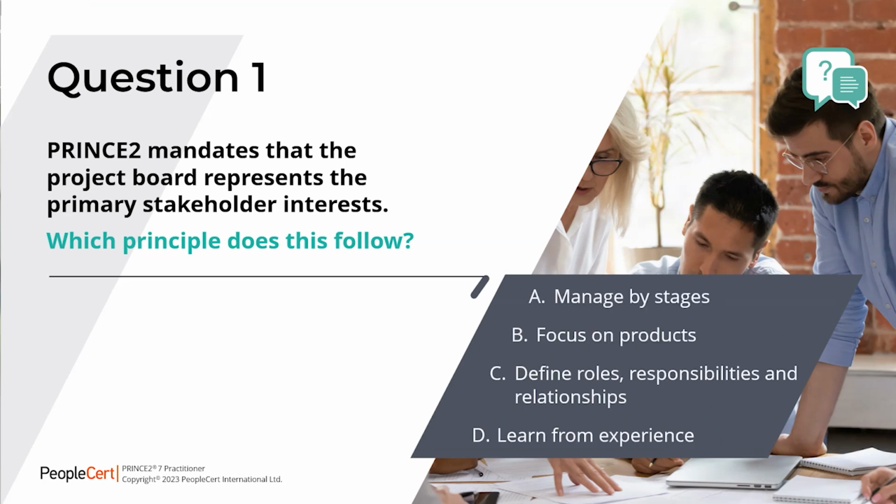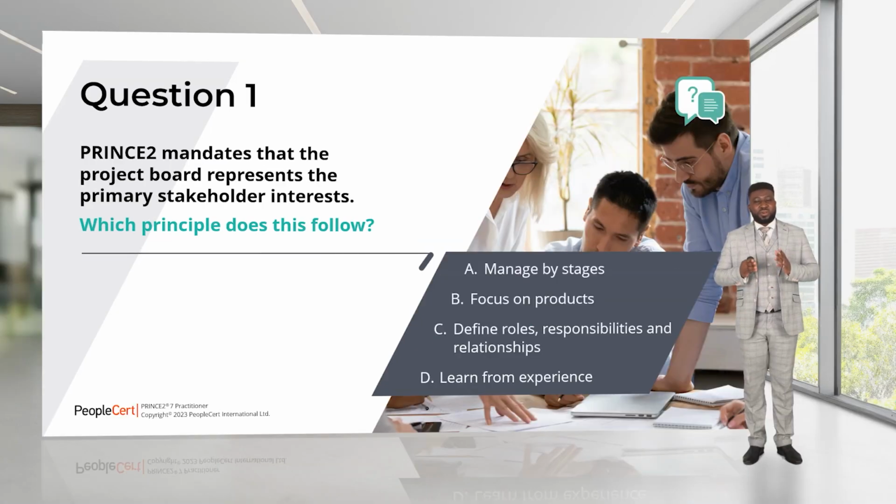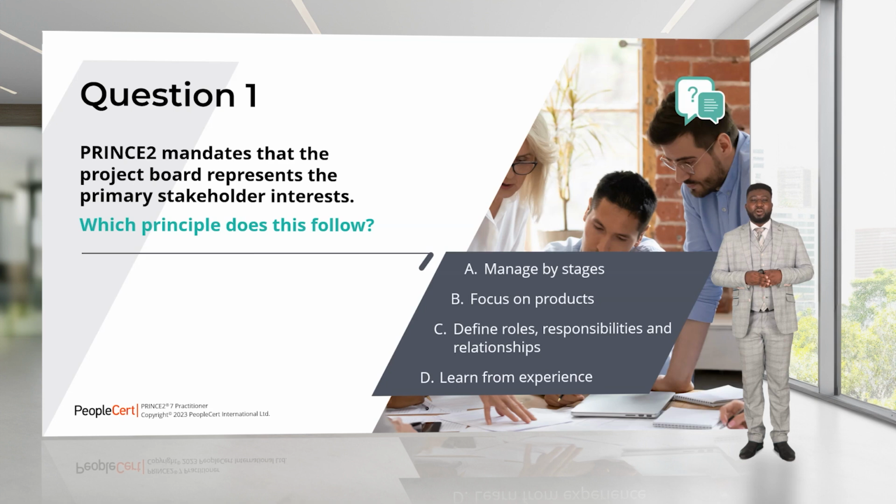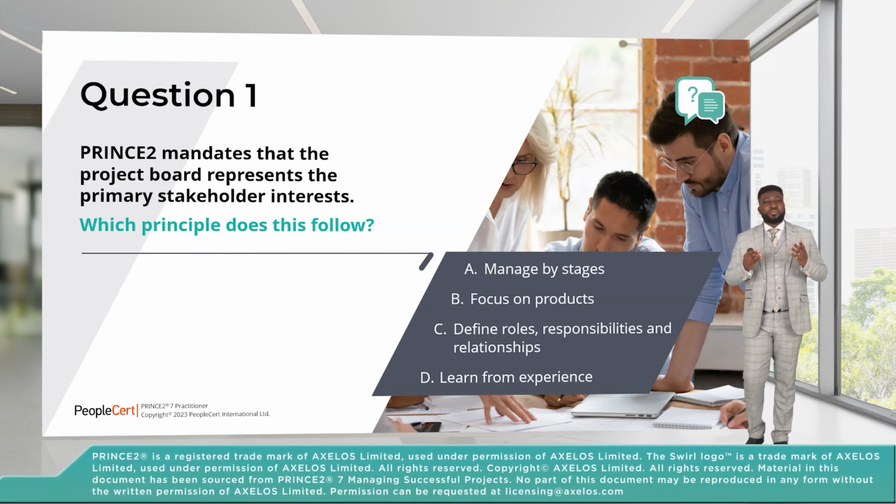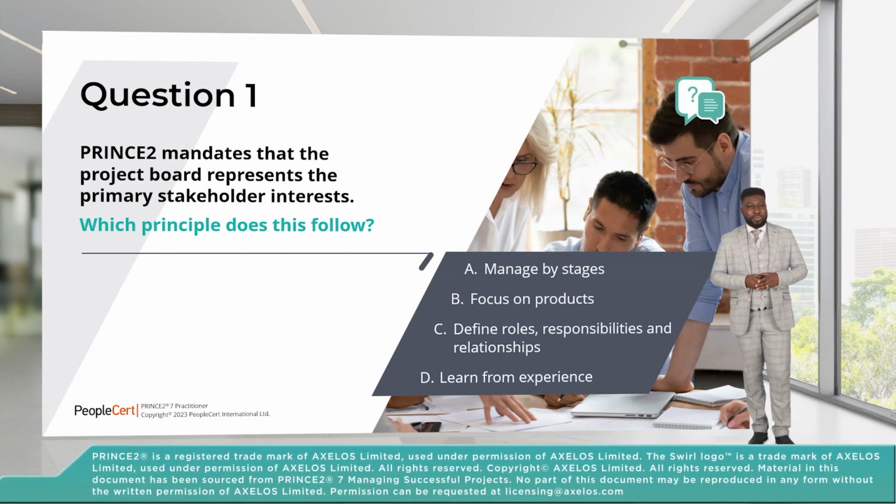PRINCE2 mandates that the project board represents the primary stakeholder interests. Which principle does this follow? A. Manage by stages. B. Focus on product. C. Define roles, responsibilities, and relationships. And D. Learn from experience. So those are the 4 possible options.